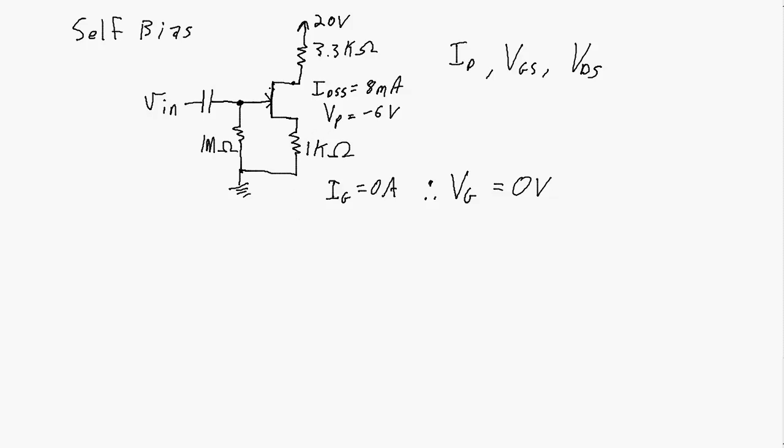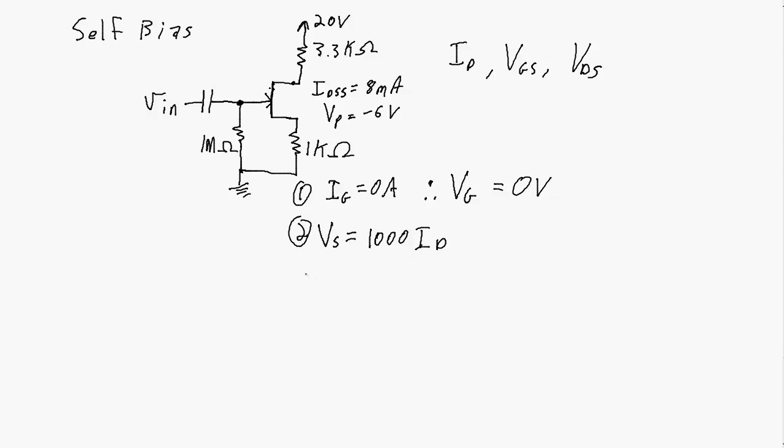We also know that the source voltage, the voltage at this point, is going to be equal to whatever current is going through this 1 kilo ohm resistor times the resistance. Source voltage is equal to 1000 ID. This is just Ohm's law, the voltage drop across this particular resistor.